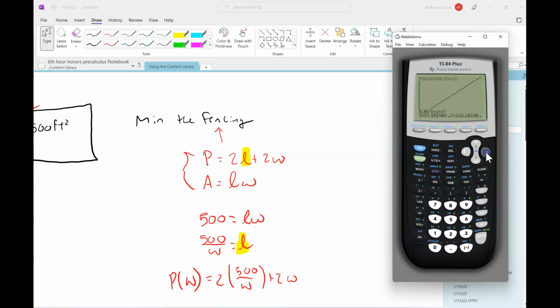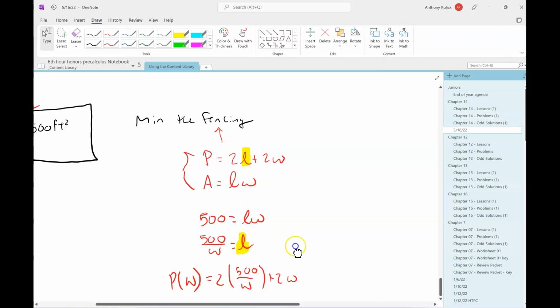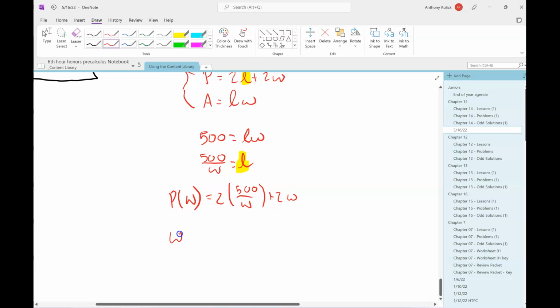And then I'll scroll right. And that's probably good enough because they've just been getting bigger now for a while. So I'll press enter again. The guess doesn't matter. So 22.36 for W and about 89.44 for the perimeter.